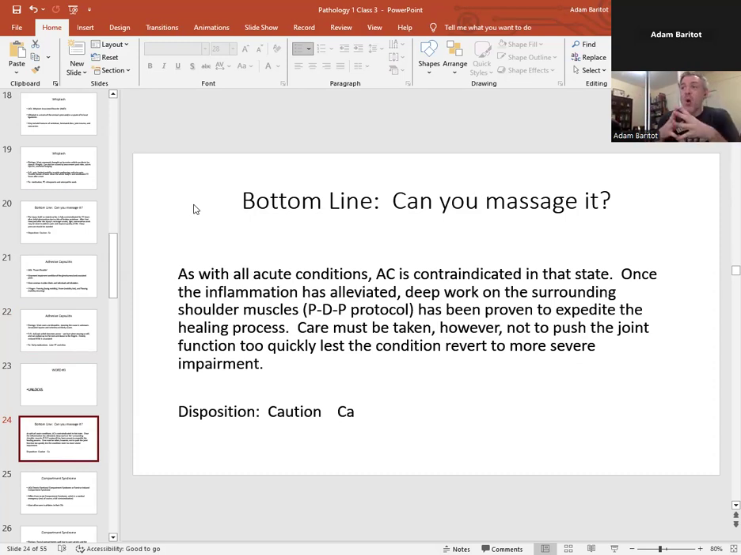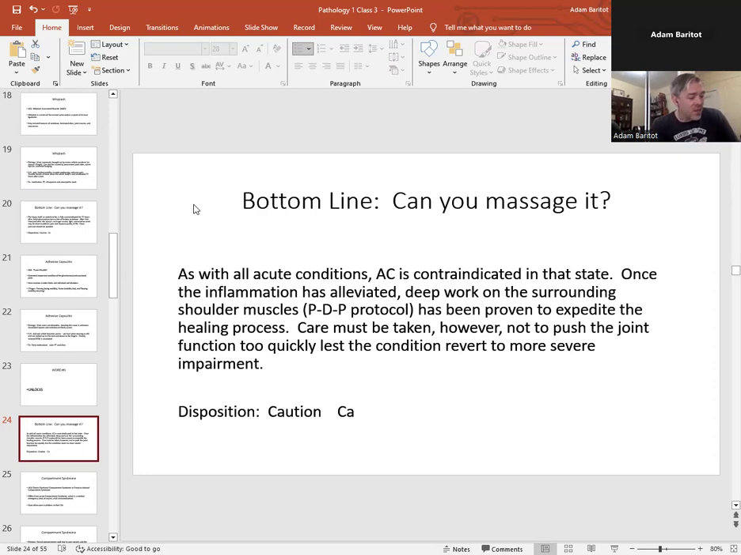Makes sense. Once the inflammation has been alleviated, deep work on the surrounding shoulder muscles, biceps, triceps, trapezius, supraspinatus, infraspinatus, working around the joint in a PDP protocol. That means proximal, distal, proximal. It has been proven to expedite the healing process.